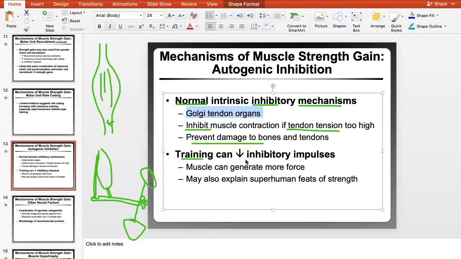But with training, you can quiet down that response from the Golgi tendon organ so the muscle can generate more force for a longer period of time. Well, I don't know if you've ever heard of people being able to lift a car or whatever, but they say that this is one mechanism that contributes to those particular possibilities.